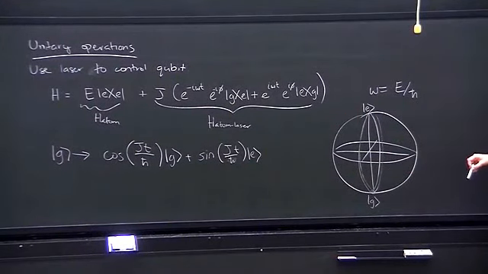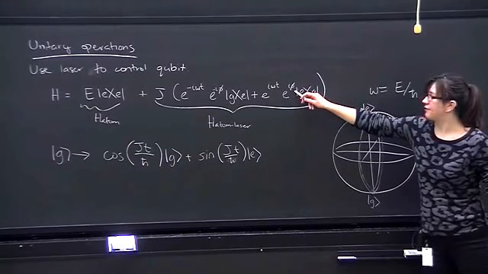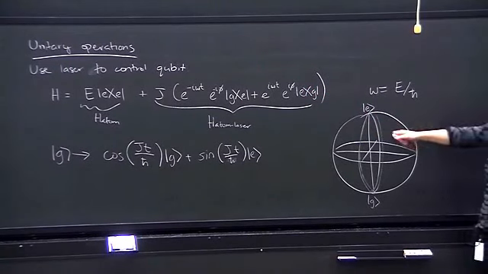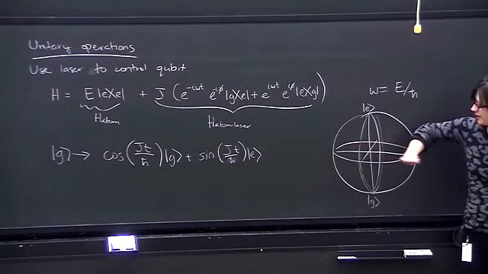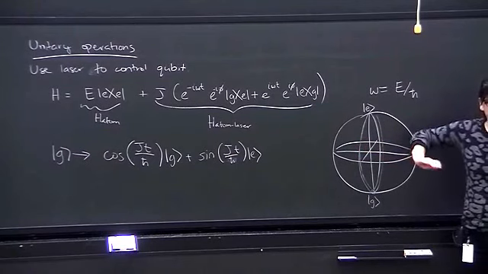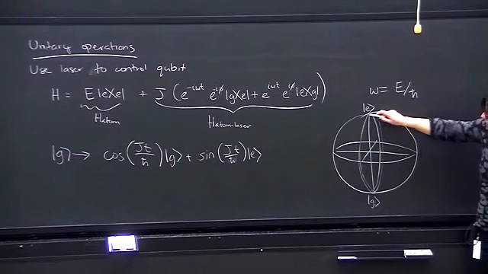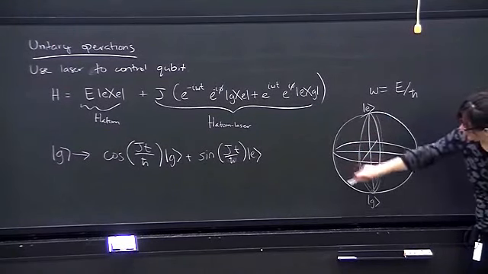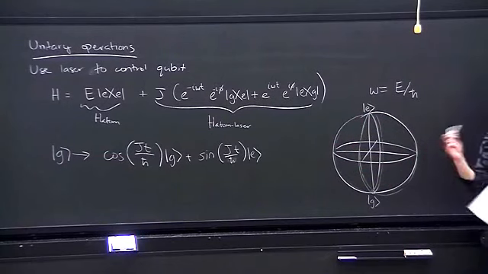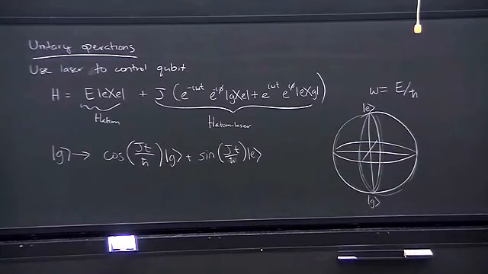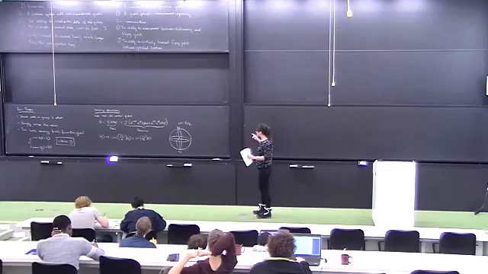And by changing this phase of the laser phi, what you can do is, in this plane, just change the axis of rotation. So then, rather than rotating like that, you could rotate like this and so on. And so you can arbitrarily choose the axis. Excuse me. So that's almost everything.